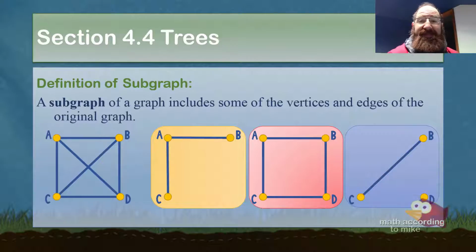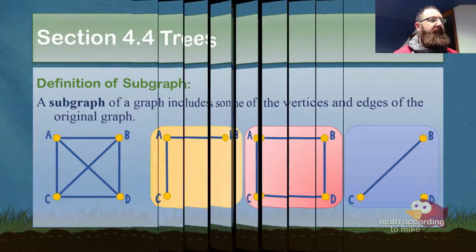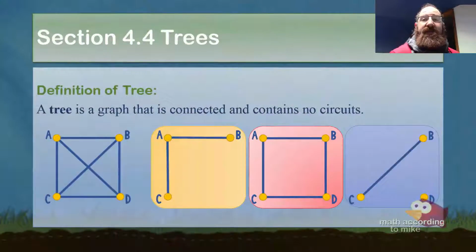Okay. Now there is a new hierarchy going on in this section. So a subgraph is at the top, and then below that we have the concept of a tree. A tree is a graph that is connected and contains no circuits. So of those three boxes that we already saw before, one of those is a tree. Which one is connected and contains no circuits?